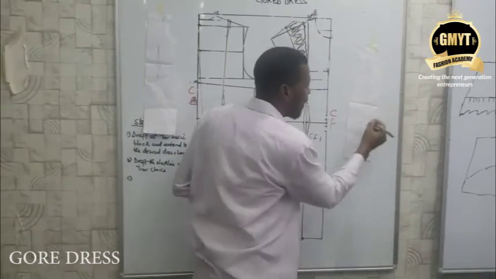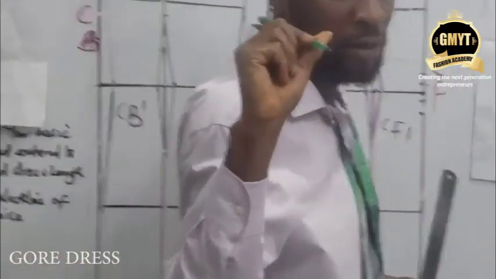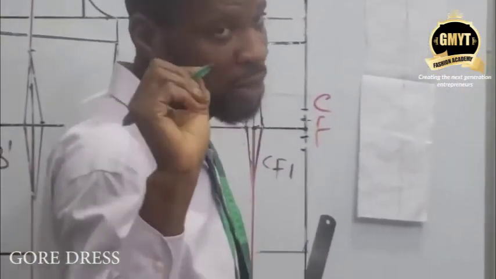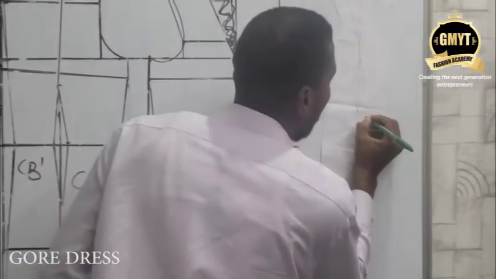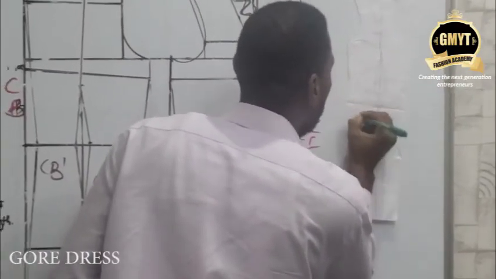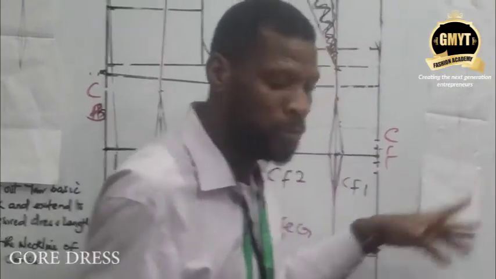So I already have my panel, I'm labeling it. Please don't use pen. Always use pencil when you are drafting pattern. It's very important. Because I don't want to go too far. So now I have my CF1 and I have my CF2, the CF means center front.